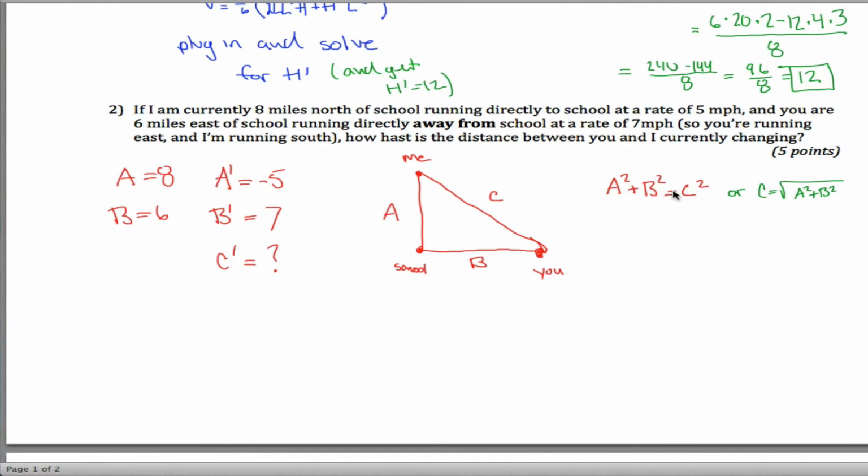Why am I going to do it the red way? If you do it the red way, you're going to need to know what c is, right? If I take the derivative of both sides here, I'm going to have a c and a c prime. If I take the derivative of both sides here, I won't have a c. I'll just have a c prime. But c is pretty easy to figure out. Why is c easy to figure out?